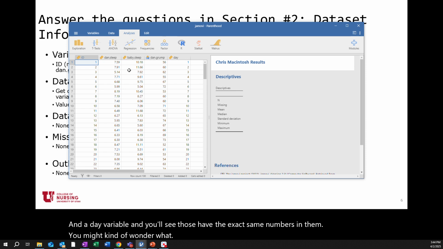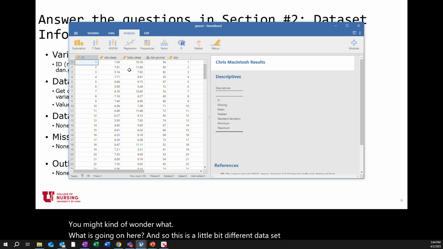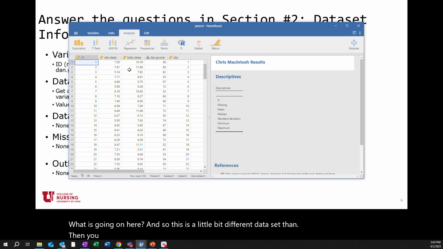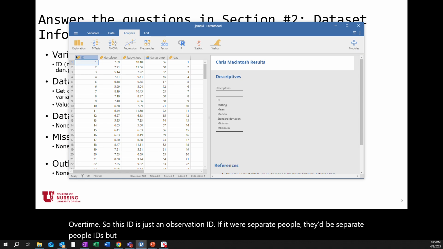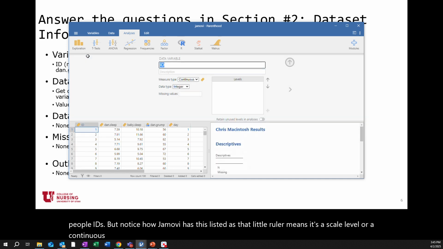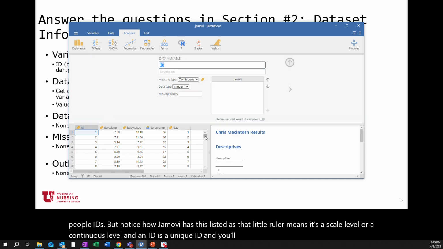This is a little bit different data set than you might encounter typically. It looks like they're measuring the same person over time. So this ID is just an observation ID. If it were separate people, they'd be separate people IDs. But notice how Jamovi has this listed with that little ruler, which means it's a scale or continuous level. And an ID is a unique ID, and you'll notice that all these numbers are different.